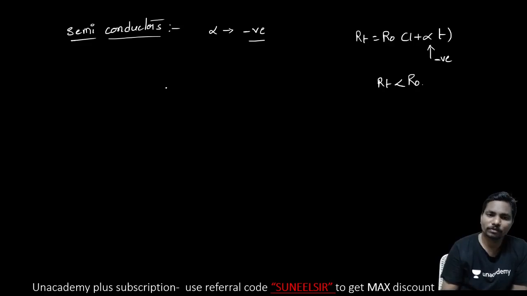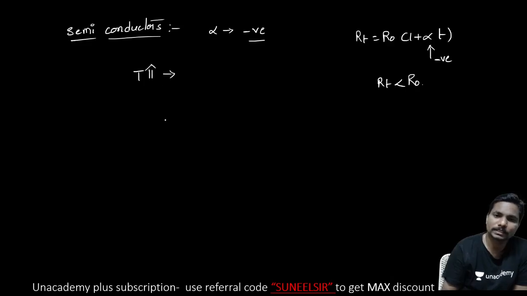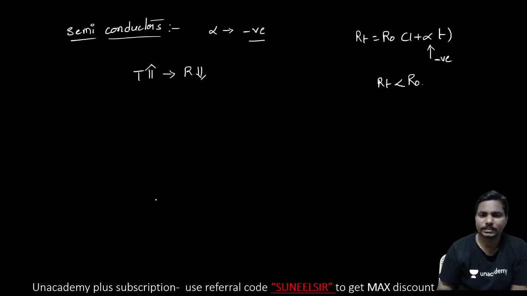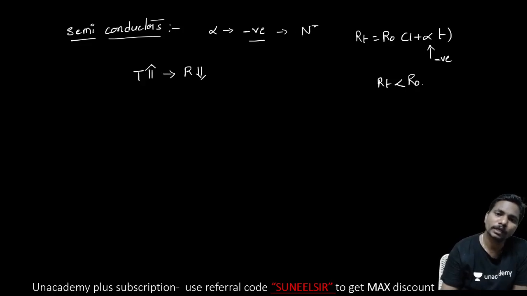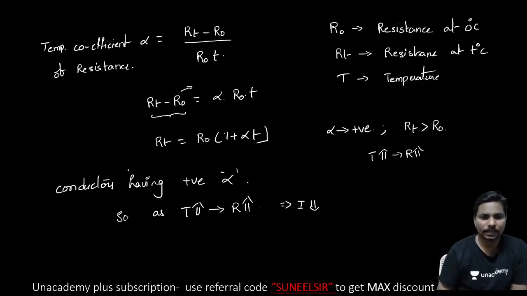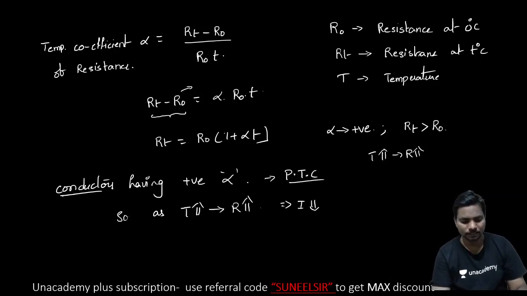So from this understanding, we can say that in case of semiconductors, as temperature increases, resistance decreases. These are what we call negative temperature coefficient of resistance, and conductors have positive temperature coefficient of resistance. I think all of you got it.